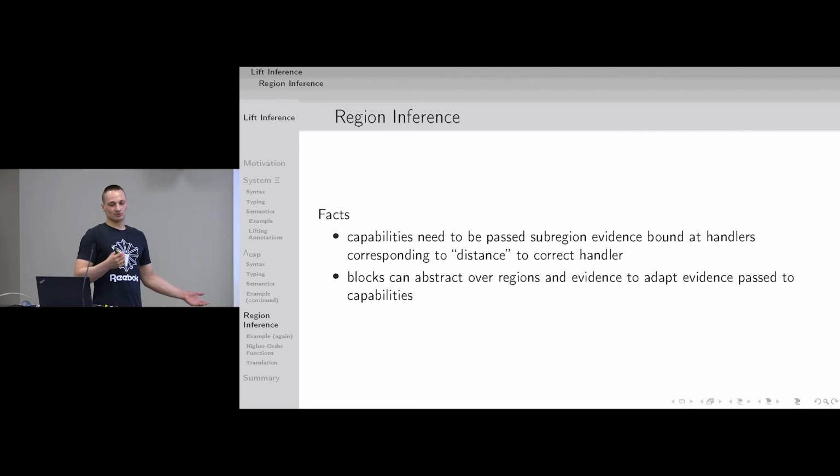Okay, so now more systematically, how do we do this region inference? Well, following are the facts. Capabilities need to be passed subregion evidence which is bound at handlers, and they should correspond to the distance to the correct handler. But we now also have the possibility to abstract over regions and evidence in blocks to adapt this evidence, which is passed to capabilities.